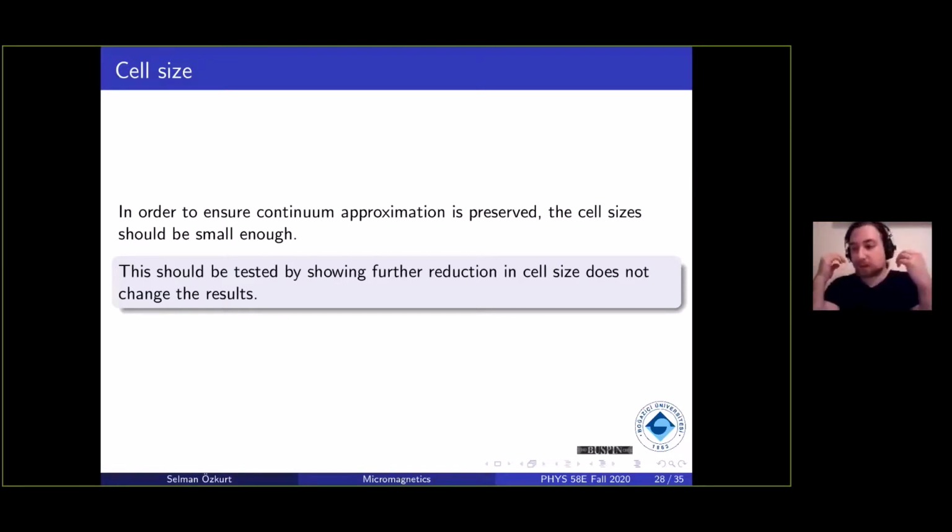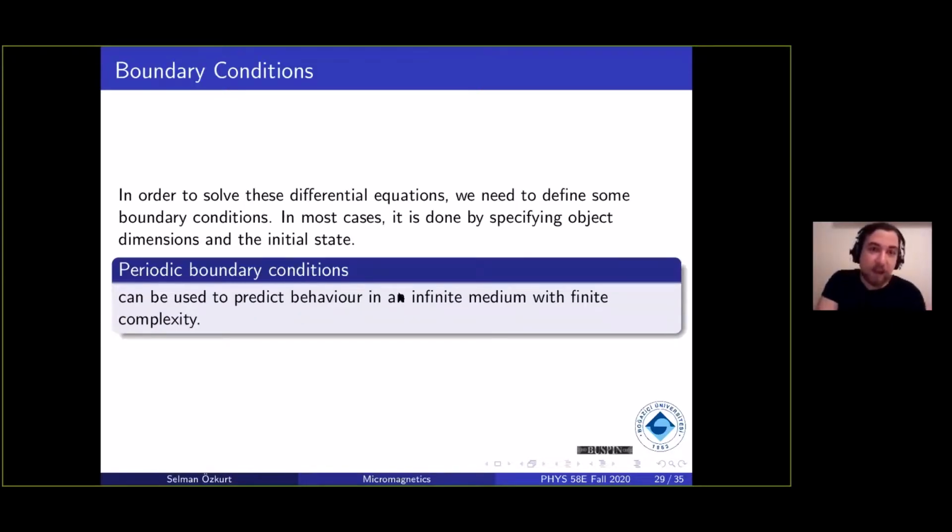So we are working at such a cell size that making it a little bit smaller or larger does not significantly affect the end result we calculate. This is how we should determine this. And also, of course, we cannot go down to atomic scale. Then our macrospins will be actual spins, and I don't think that's a really good idea. And another practical issue is handling of boundary conditions.